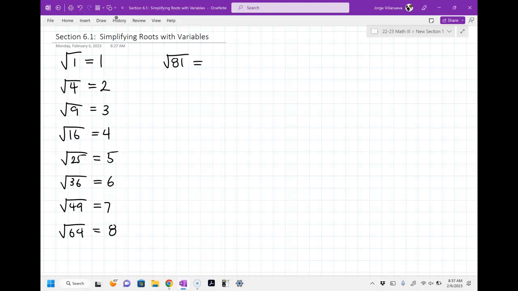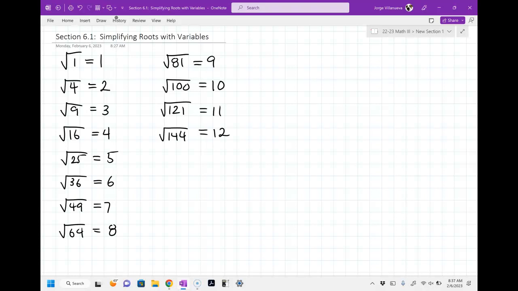The square root of 81 is 9. The square root of 100 is 10. And usually that's as far as they'll take you in elementary school. They don't normally try to push you too much further. In middle school, sometimes they get you up to 12. So they'll do the square root of 121, that's 11, or square root of 144, which would be 12.